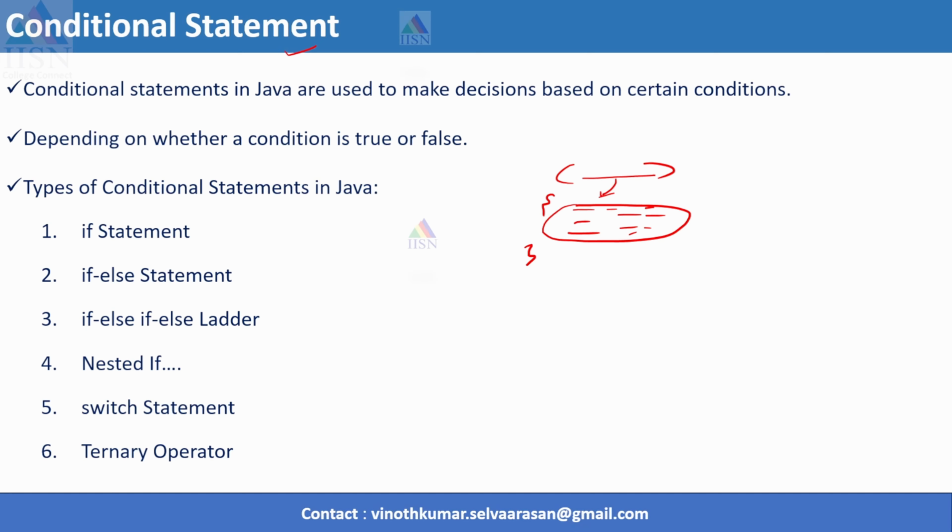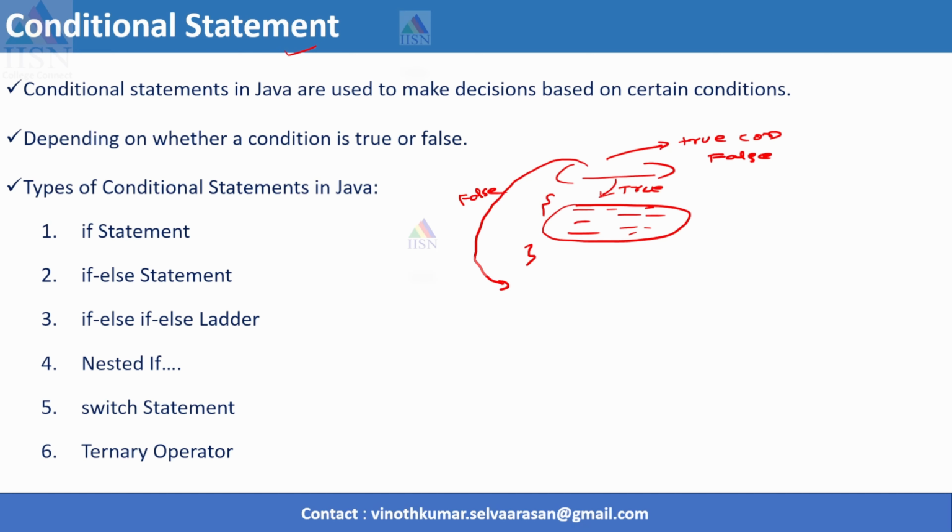The condition works based on values which are true or false. If the given condition is matched, it returns true, and then it executes the block of statements. In case the given condition is false, it executes the statements which exist after this condition. So this is all about conditional statements.